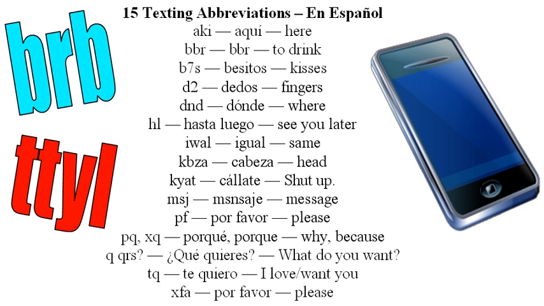The next one is just a short version of qué quieres for what do you want. TQ is short for te quiero, which can mean I love you or I want you. And the last one, XFA, is for por favor, again with the X in the mathematical terms meaning por. So that's it for this video.